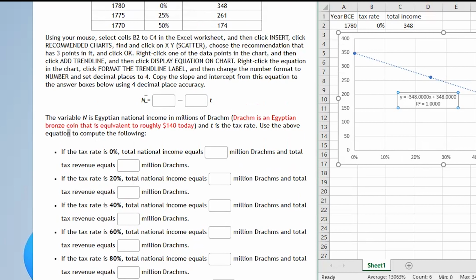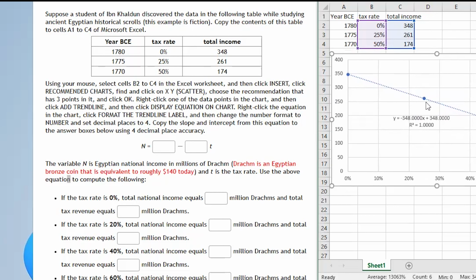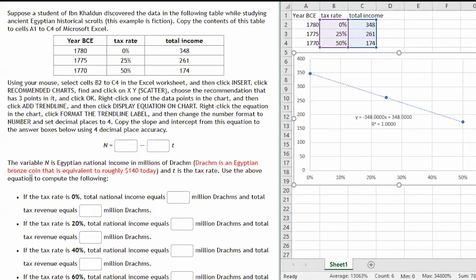All right, so N is the Y, and it stands for Egyptian national income in millions of drachma. Drachma is an Egyptian bronze coin that is equivalent to roughly $140 today. And T is the tax rate. If I go up here to this point, you'll see that the tax rate looks like it's about 25% there, and it is. At a 25% tax rate, total national income in Egypt is 261 million drachma. At 0%, total income is 348 million drachma. And then at 50% tax rate, total income is 174 million drachma.